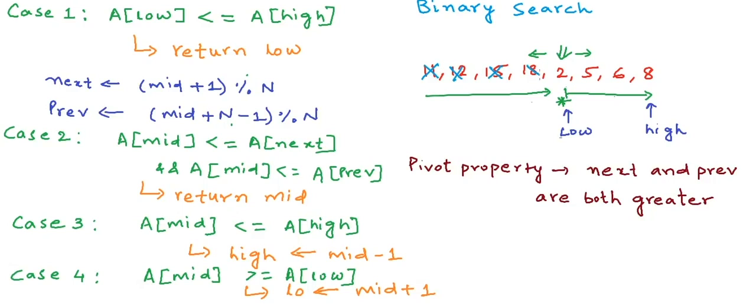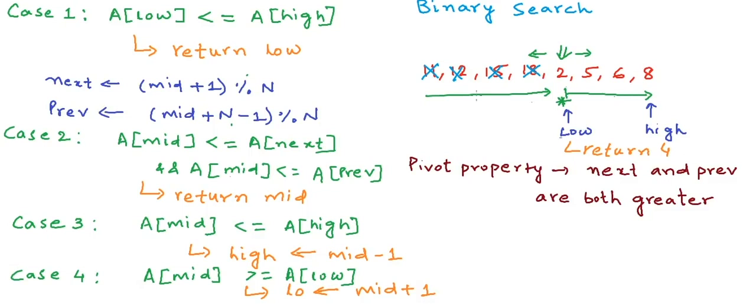Our new search space is starting at 2. Now this segment is sorted, so case 1 is true for this segment. So we simply return the index of 2, which is 0, 1, 2, 3 and 4. So we return 4 here and our search is over. Now we have found the pivot element, so we know that the array is rotated 4 times, equal to the index of the pivot element.